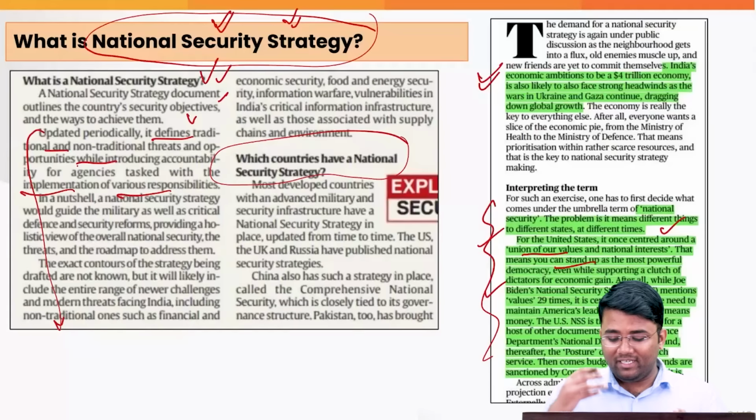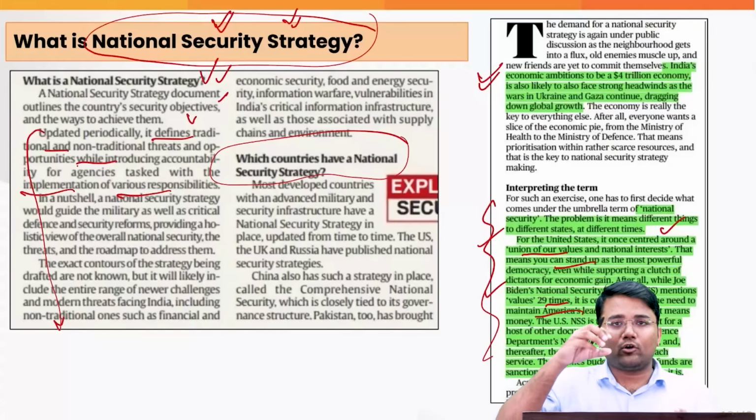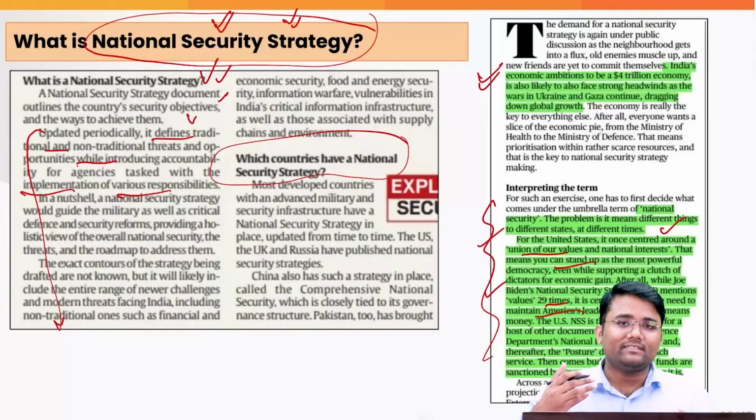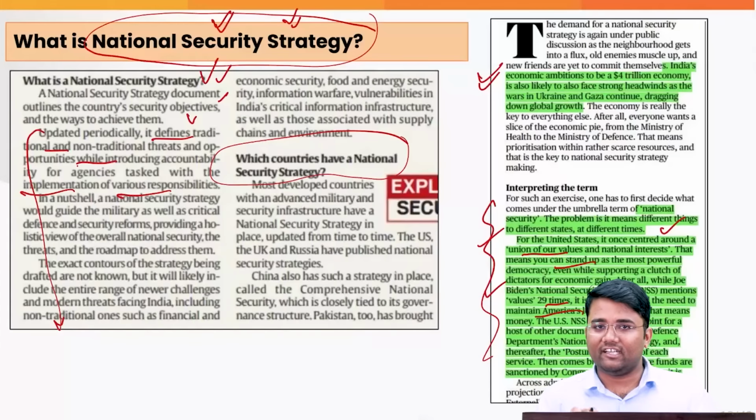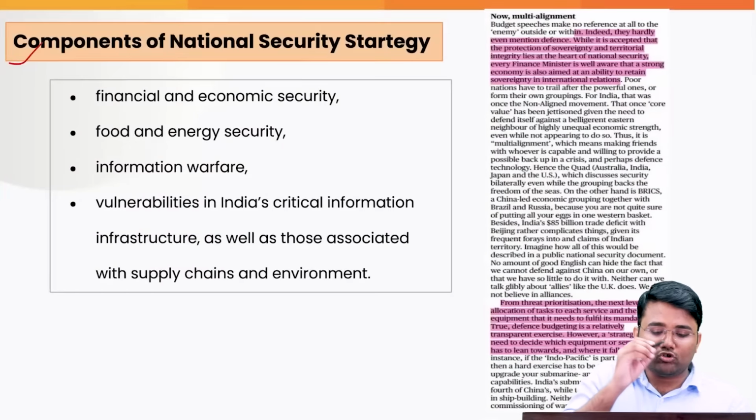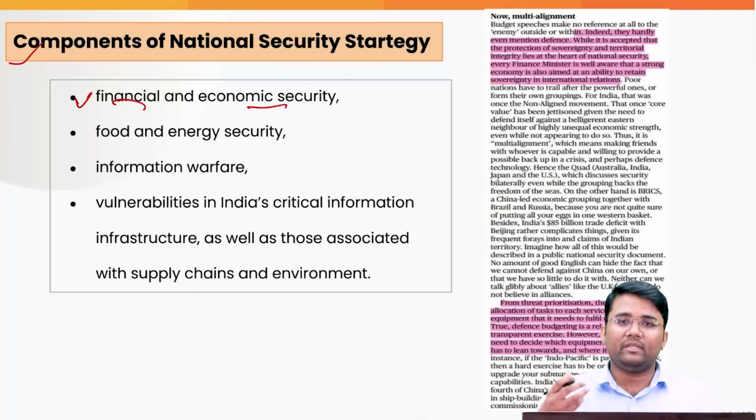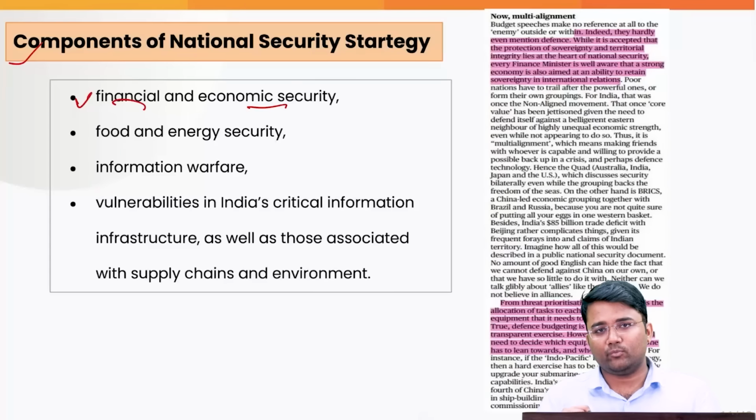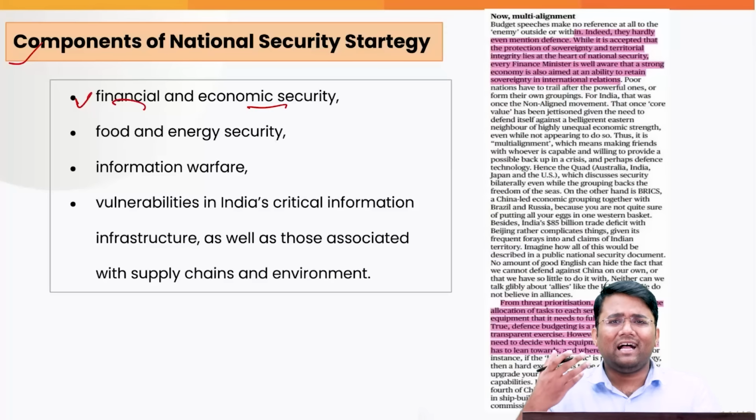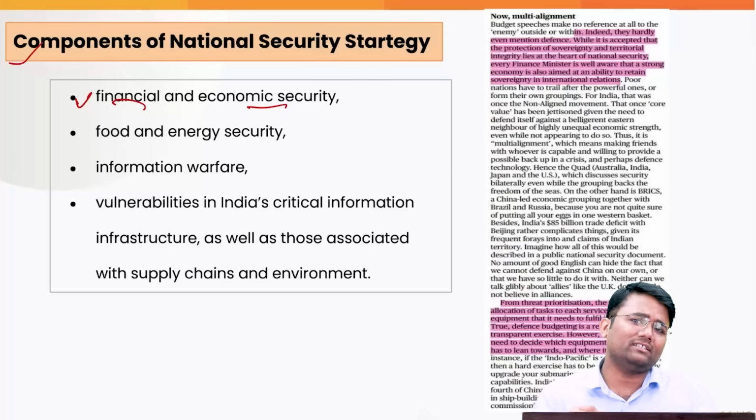After all, Joe Biden's national security strategy mentions value 29 times, and it is centered around the need to maintain America's leadership role. So according to the context, the country's needs and future goals, the national security strategy can be changed. If we talk about various components of national security strategy, that can be financial and economic security, meaning we are not dependent on major imports. We are becoming self-sufficient in the majority of production. For example, India's measures like Make in India, Atmanirbhar Bharat, etc. are initiatives in that direction itself.